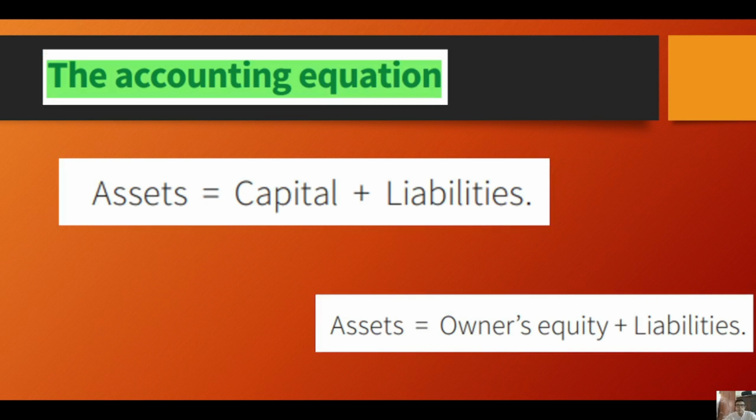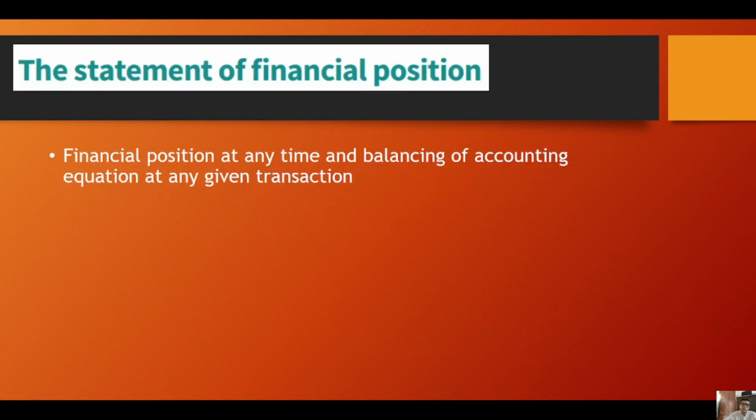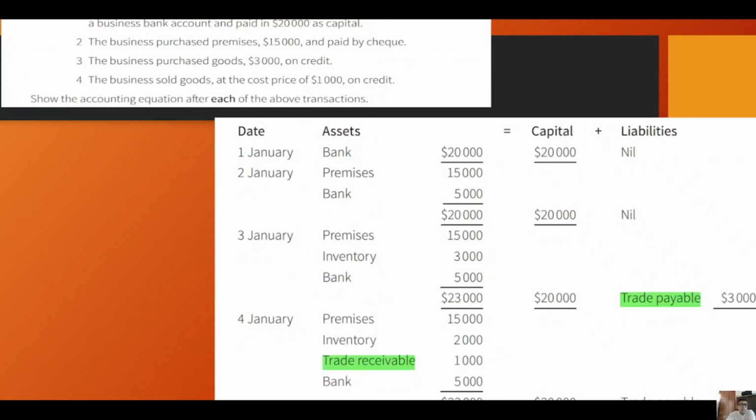So the accounting equation, basically, is assets equal to capital plus liabilities. Capital is also called owner's equity, plus liabilities. The statement of financial position at any time shows the balancing of the accounting equation at any given transaction. So that is the statement of financial position.